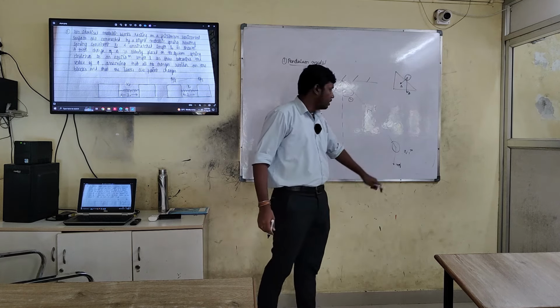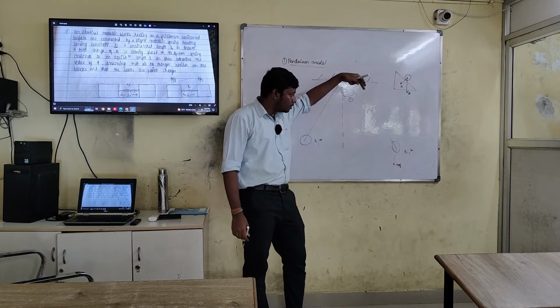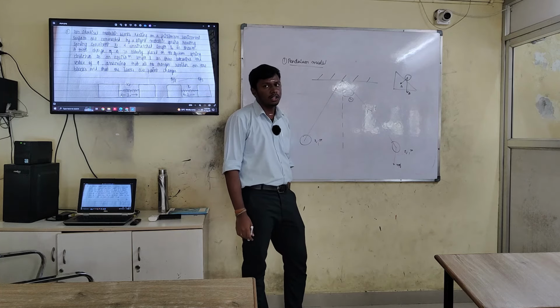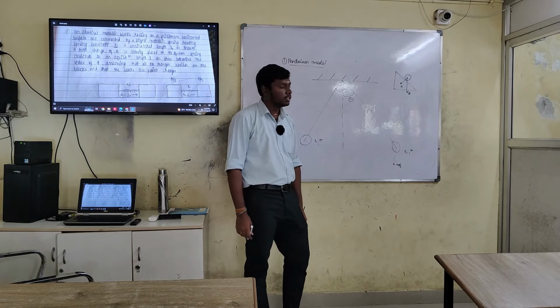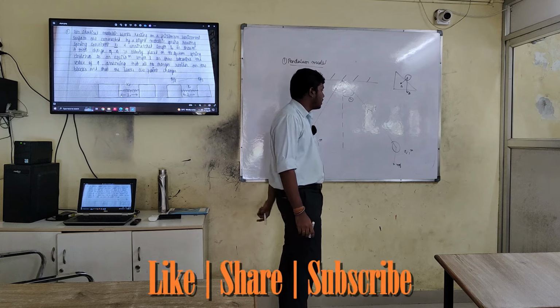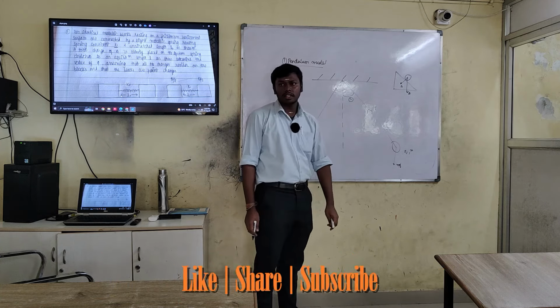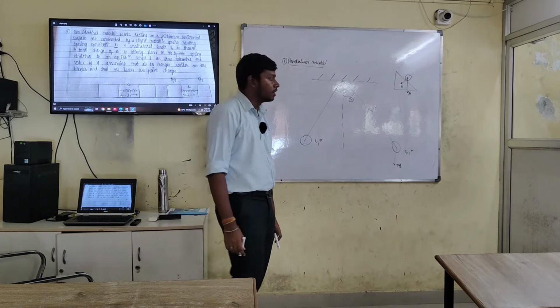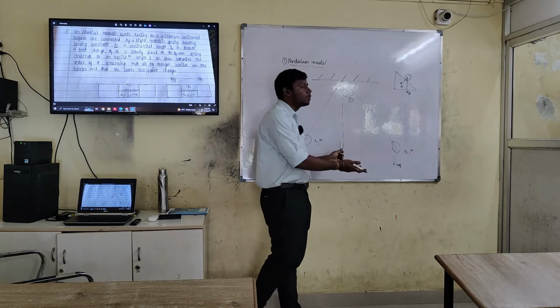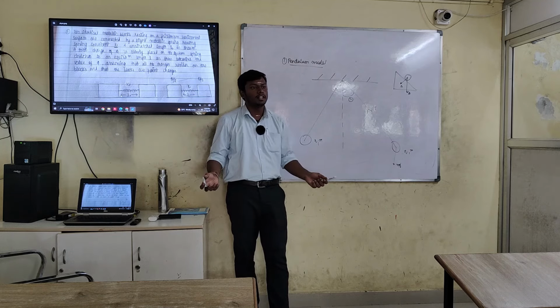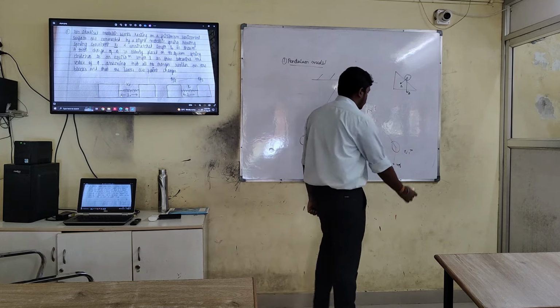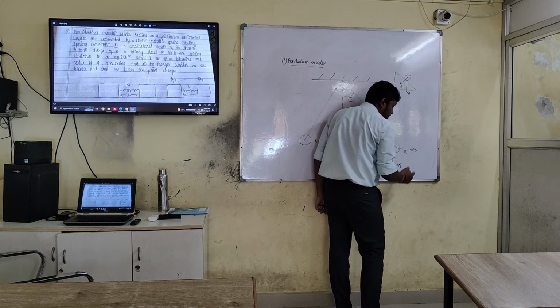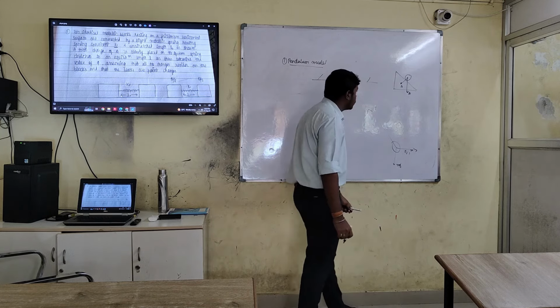Now the gravitational force acting on the body is mg in the downward direction. Tension is acting in this direction, and another force is also there. What is it? The Coulomb force. They are both positive bodies, so will they attract or repel? They repel, so it will be in this direction. Yes or no?